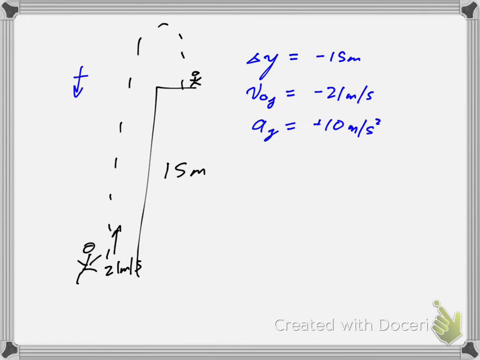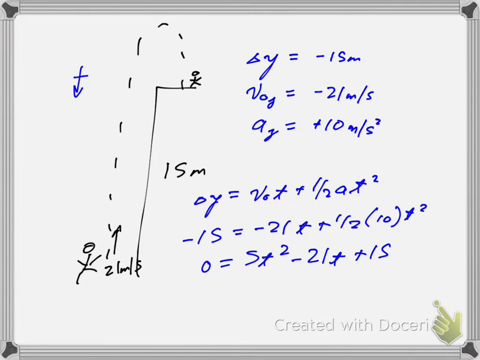Now, you could reverse all of these signs, right? You could choose up as positive and make the 15 and 21 positive and the 10 negative. You'll get the exact same answer. I'm just trying to get you in the habit of making acceleration positive for later problems where it's more problematic. But either way, you'll have this information, and of course I can put it into my kinematics equation for delta y, and rearrange and get it into standard form.